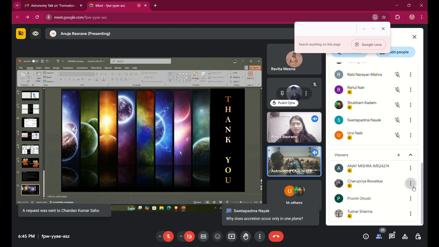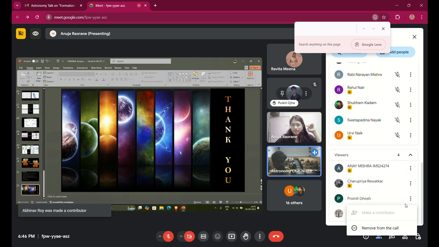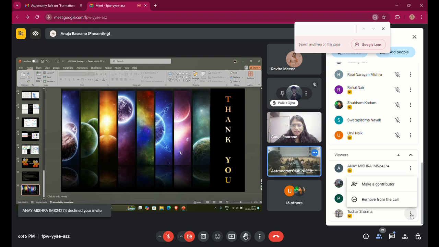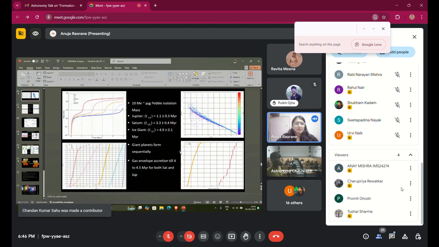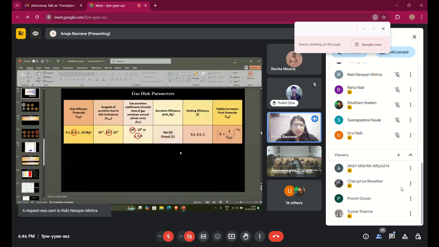Vasant Kashyap has a question: why is the pebble formation front moving radially outwards? Shouldn't it be moving inwards due to loss of energy?